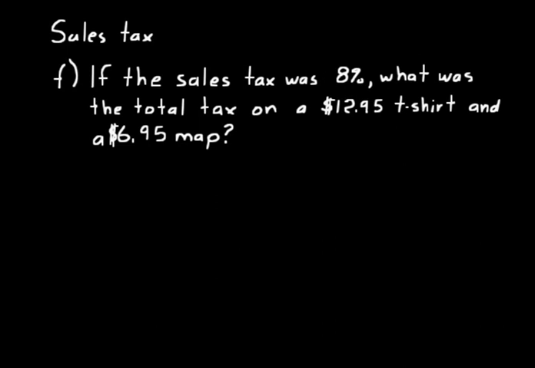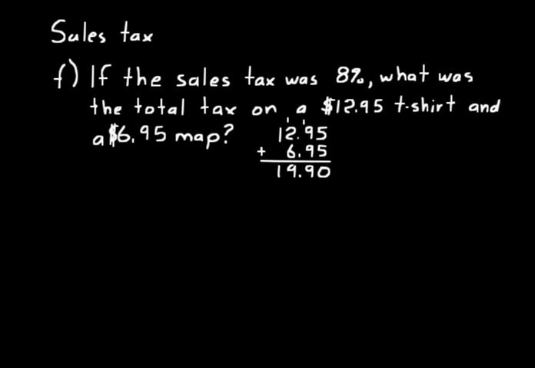So let's go ahead and do that. On this problem, first we need to figure out the total of the purchases. We had a $12.95 t-shirt and a $6.95 map. We need to add those two things together and then multiply by 8%. Anytime you rewrite numbers, make sure you're writing them the same. $12.95 and $6.95, we're adding these together. $19.90 is our total.